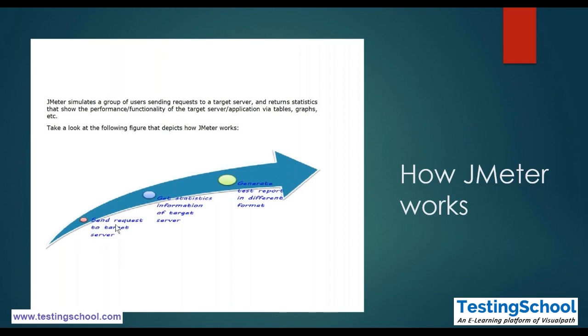Then when it hits, the server will send the response. So it will calculate how much time it took for a particular request to get the response from the target server, and it will accumulate and consolidate different types of statistics information from the target server, and it will gather and show you in the report.